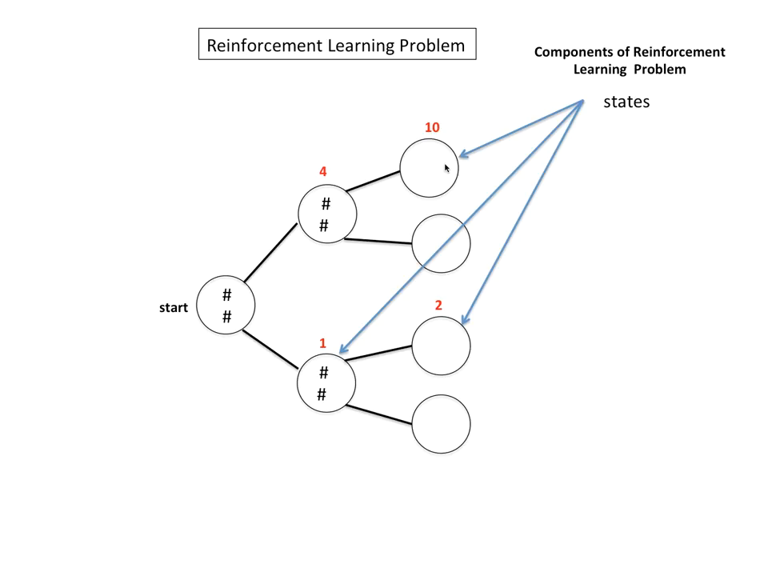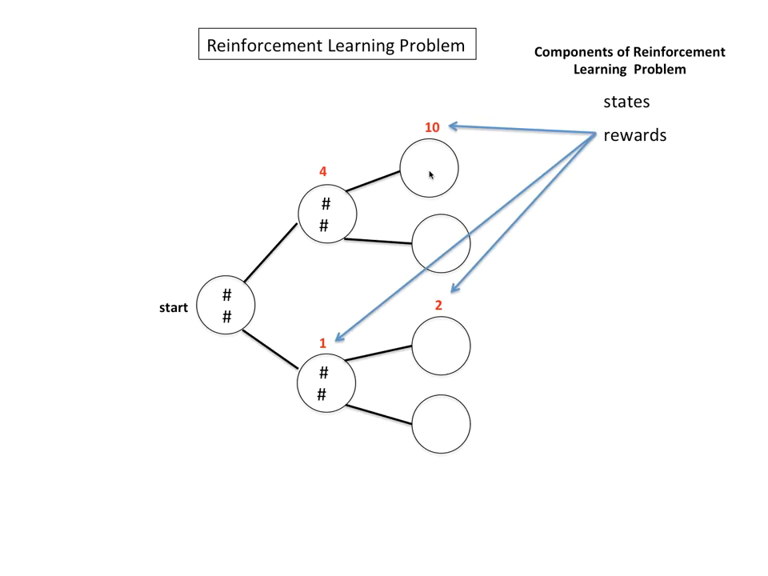One thing that you have in common with the calendar problem is states, and they're depicted in circles here, just as they were in video 1 and video 2. Another thing you have is rewards, shown in red here, so that should be familiar to you as well.